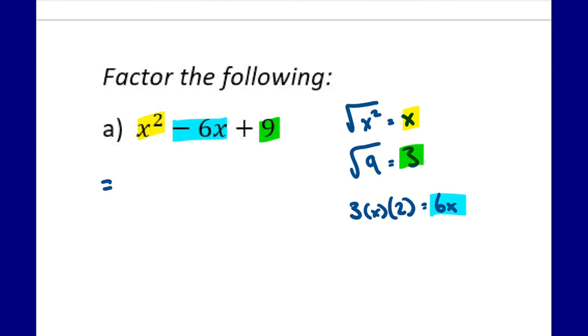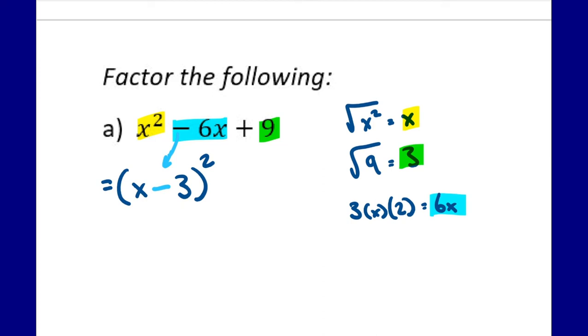So if that's the case, we just plug in our two numbers that we found first, so the x and the 3. There's only going to be one bracket because it's a perfect square. And then we just throw in the sign from between the first and second terms. So in this case, a minus.